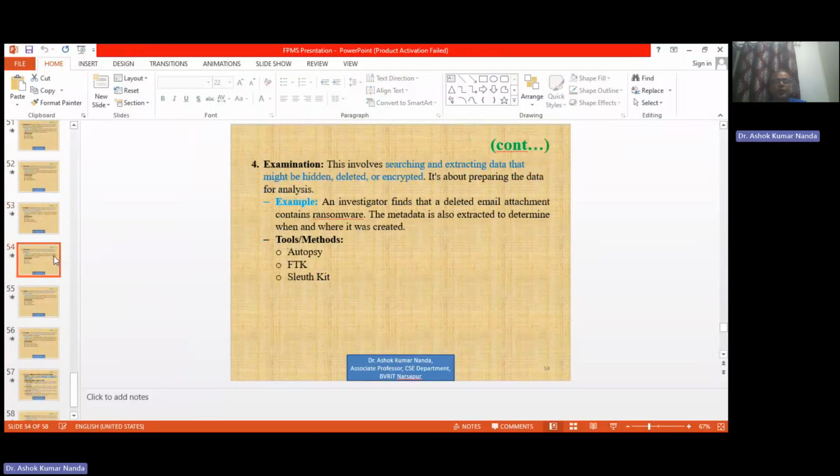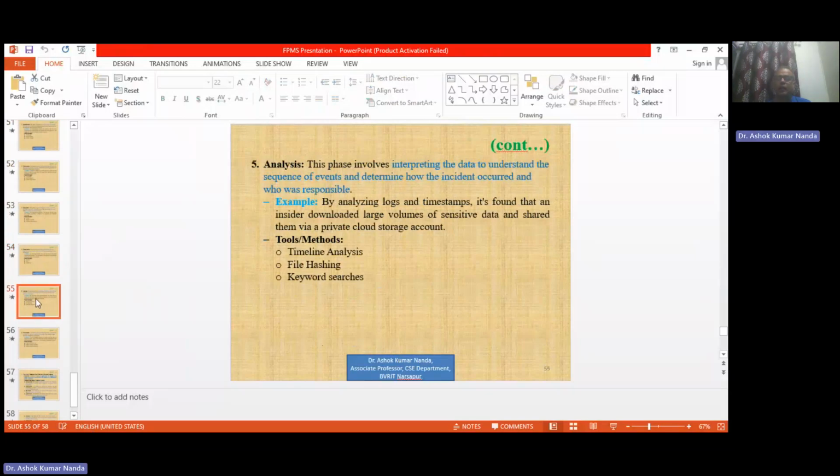The fourth one, examination. This involves searching and extracting data that might be hidden, deleted, or encrypted. It is about preparing the data for analysis. For example, an investigator finds that a deleted email attachment contains ransomware. The metadata is also extracted to determine when and where it was created. In this case, we can use tools like Autopsy, FTK, and Sleuth Kit.